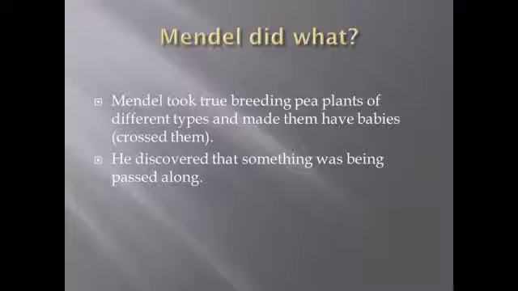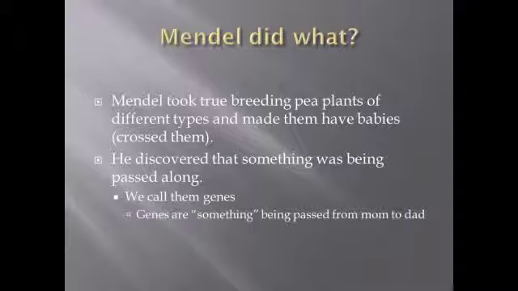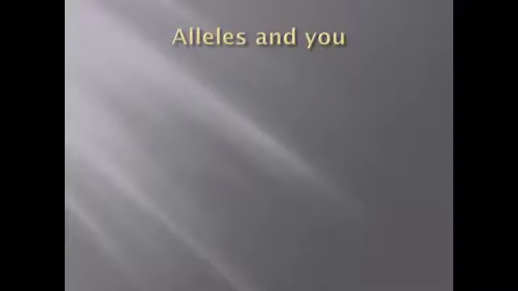And what he discovered when he did this is that some traits were being passed along. Something was being passed along from parent to child. He wasn't really sure what it was. It was the math that really helped him here. These things that were being passed along, we call them genes. And genes are just something being passed along from mom to dad. Now, the next concept from this chapter is alleles.